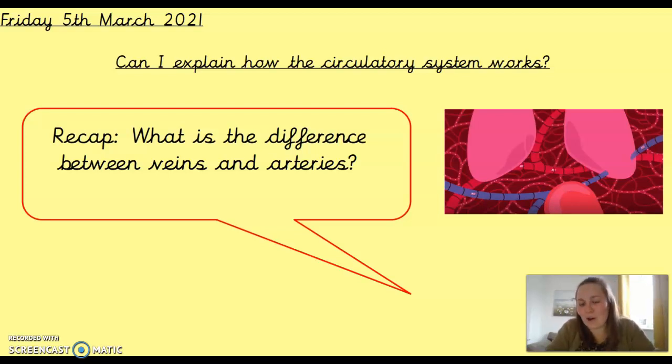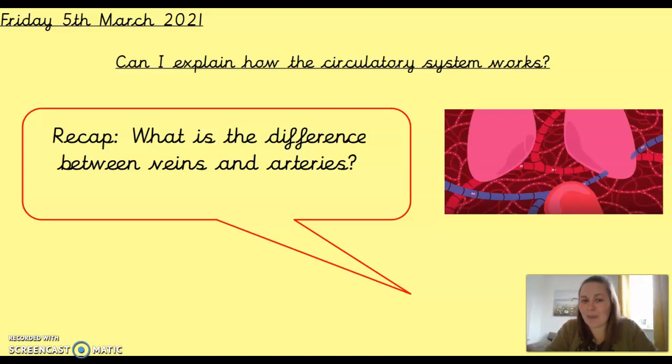We're going to pick up on our work from last week today on the circulatory system. So remember last week we learnt the basics of it. We talked about the systems of our body and we focused in on the circulatory system. The heart, the blood and the blood vessels were the three parts of the system, and we started to learn a little bit about how it works and what it's for.